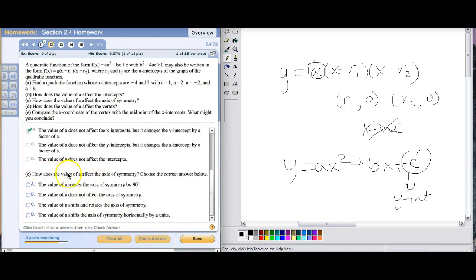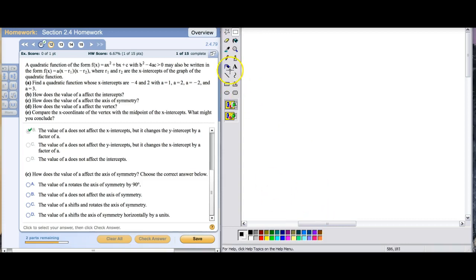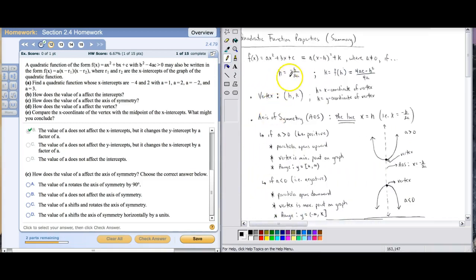It says, how does the value of a affect the axis of symmetry? Well, let's clear this and take a look at that. If we go back to our formulas for h and k, we see that h is minus b over 2a, and k is 4ac minus b squared all over 4a. If you notice, the axis of symmetry is directly affected by h, which has a direct connection to a. So if a changes, the axis of symmetry changes. So we know that it's going to change, we just need to figure out how.